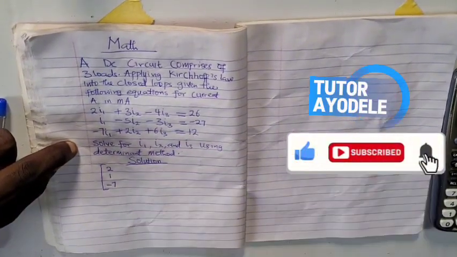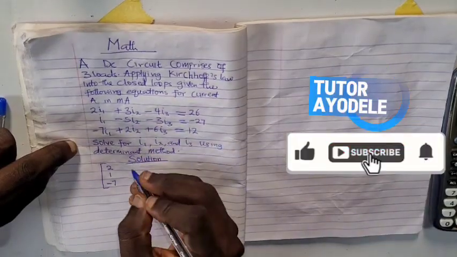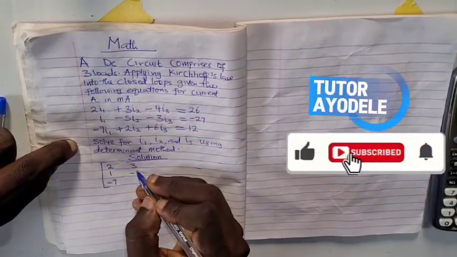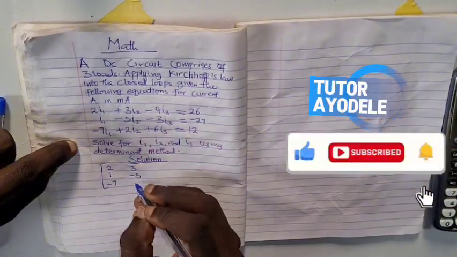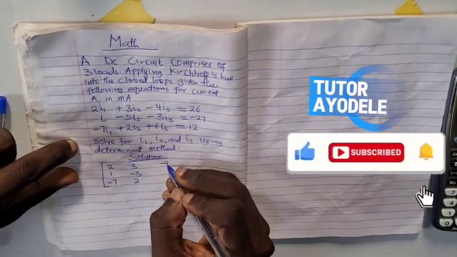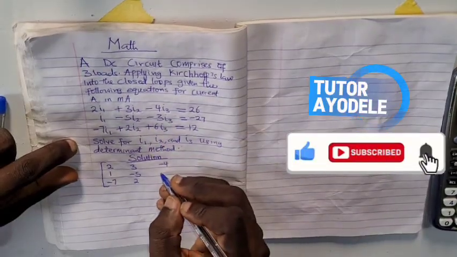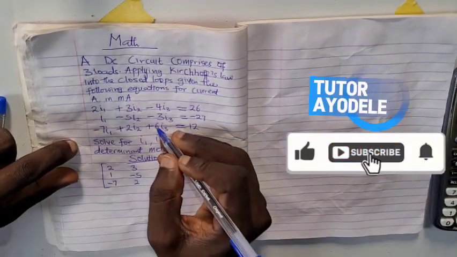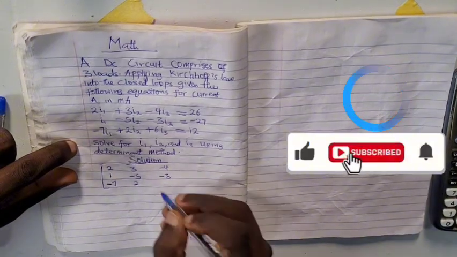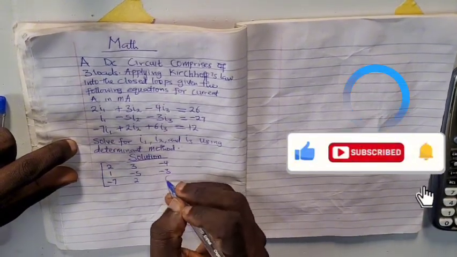Now, the coefficient of I2 here is 3. Coefficient of I2 here is -5. The coefficient of I2 here is 2. The coefficient of I3 here is -4. I3 here is -3. I3 here is +6.